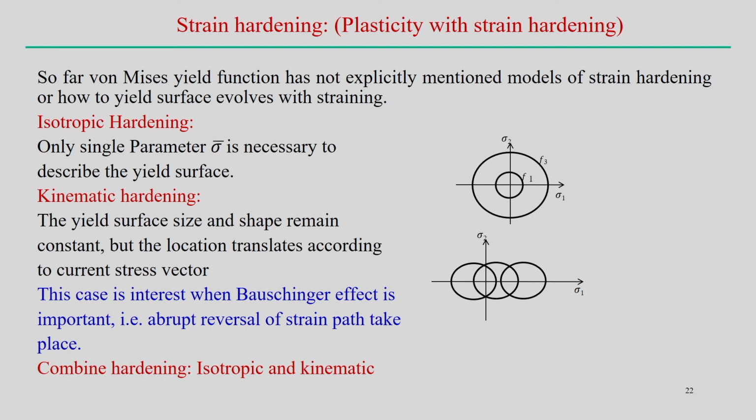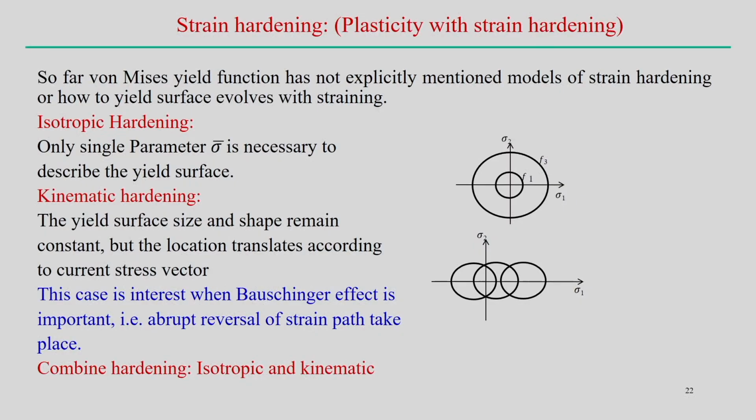The von Mises yield function only explicitly decides the model, not how the yield evolves during the straining process. The von Mises yield functional form decides the shape of the function, but what evolves is something else, as already explained; for example, this is the function for f1 and this is f3. That means this is the functional form, and there is no change in it; only the parameter sigma bar is necessary to describe the yield surface.